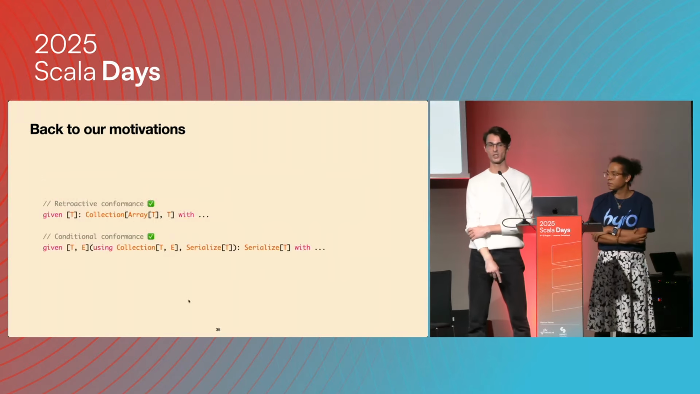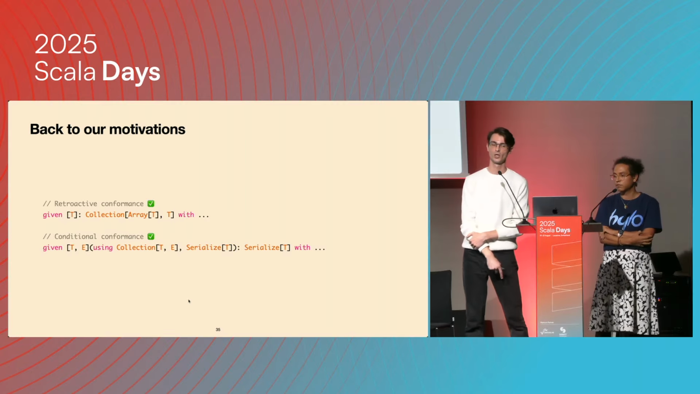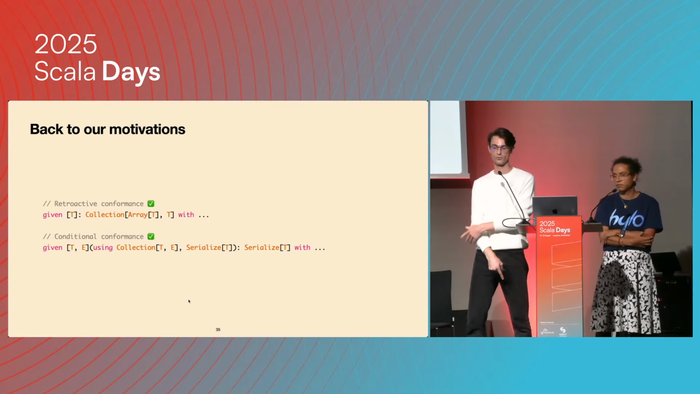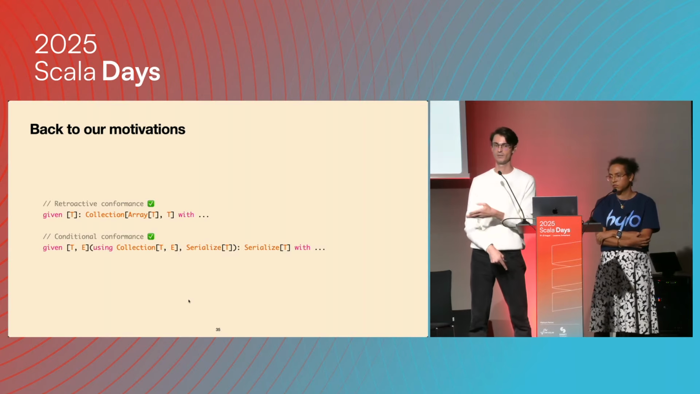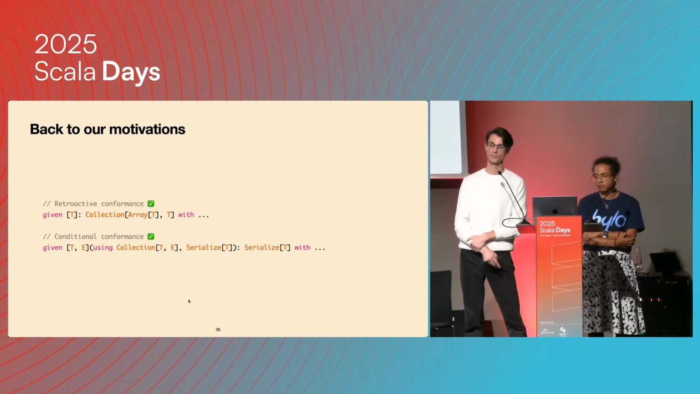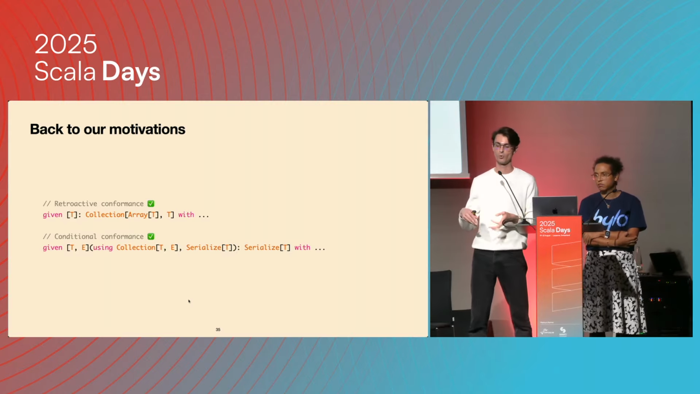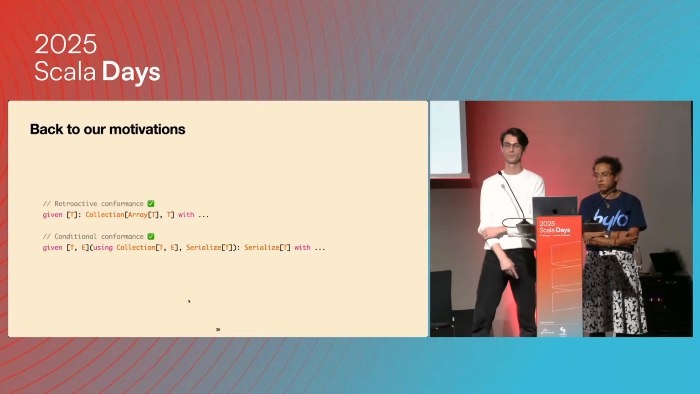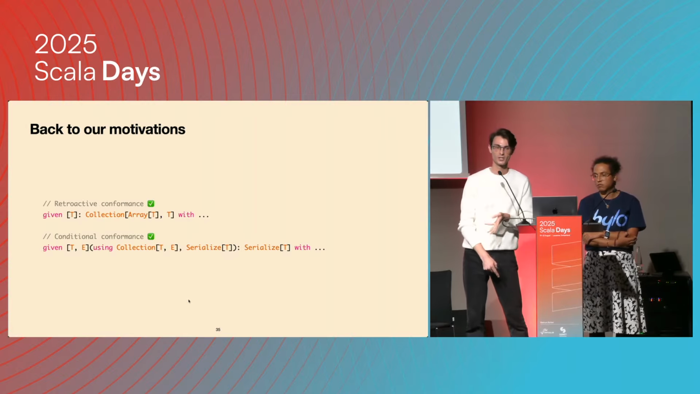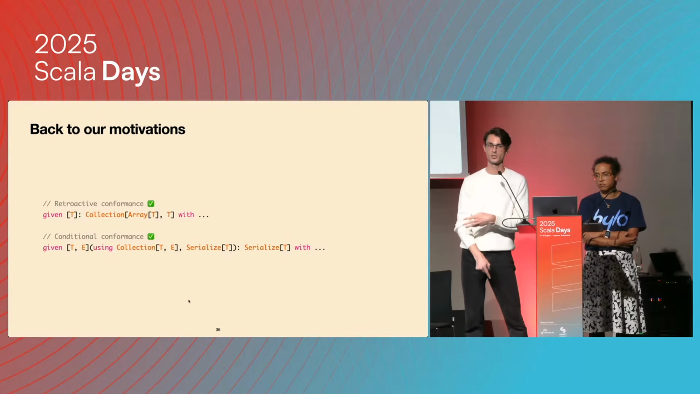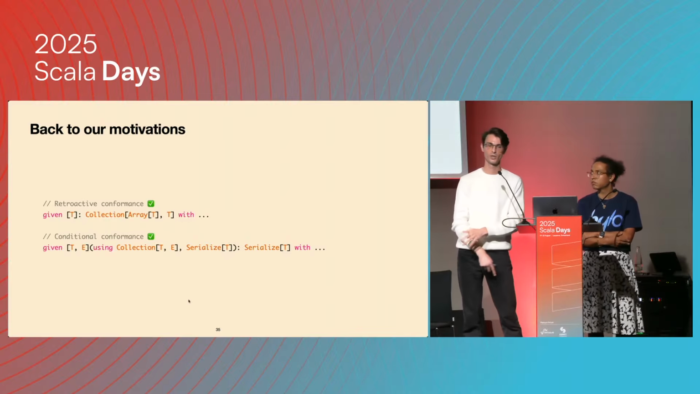So back to our original motivations. We can now do retroactive conformance to the trait of types that are collections by just declaring a given instance at any point in our program, which need not be necessarily at the point of the definition of the type. Furthermore, we can say that a type or a collection is serializable only when its elements are, with a conditional given instance.